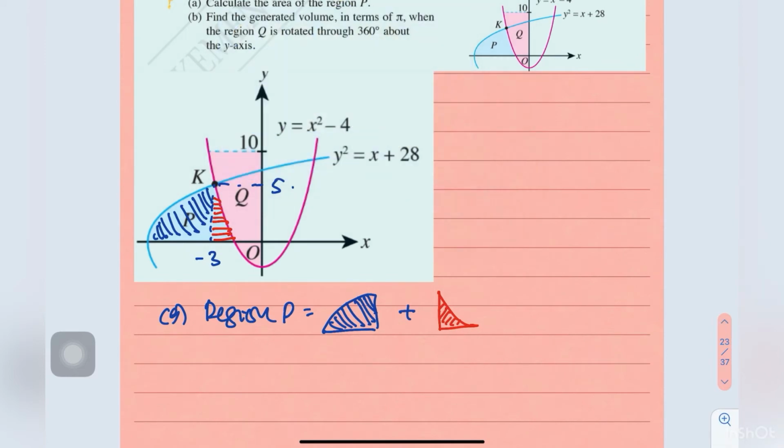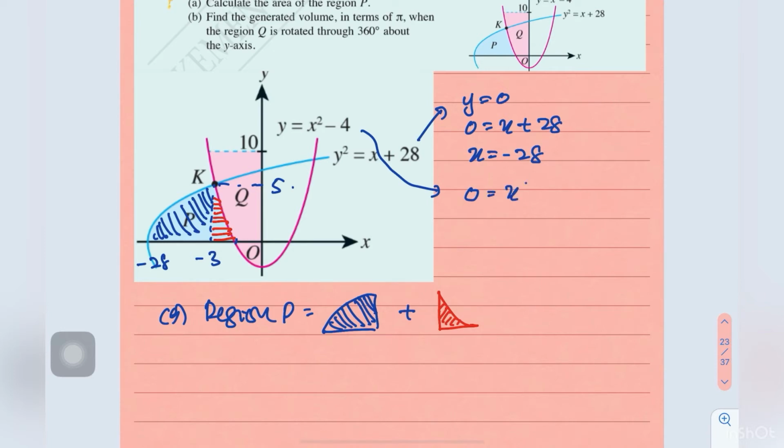Okay, to find the limit, for the blue curve it is the x-intercept, so y equals 0. So 0 equals x plus 28, so x equals negative 28. For the pink curve, same, x-intercept, y is 0: 0 equals x squared minus 4, x equals plus or minus 2. But the position is at the left of the origin, so we choose x equals negative 2.